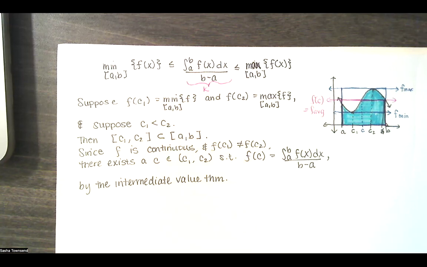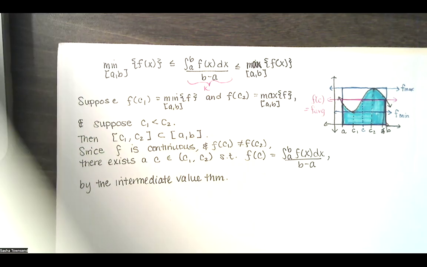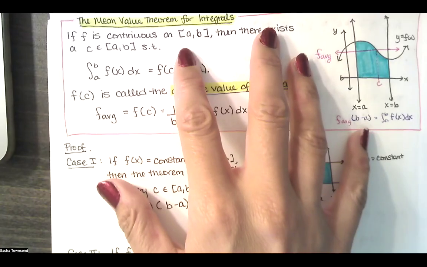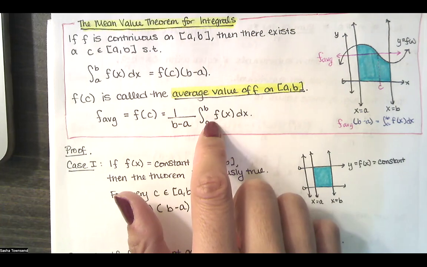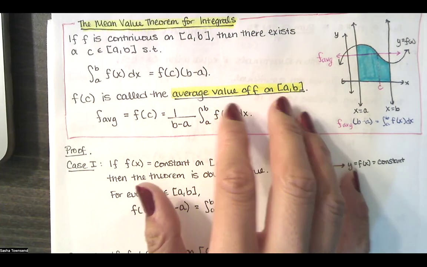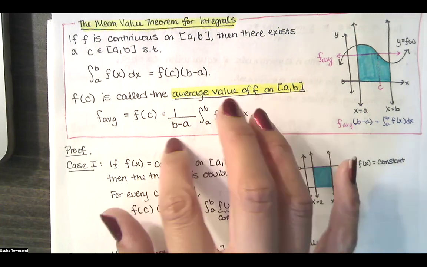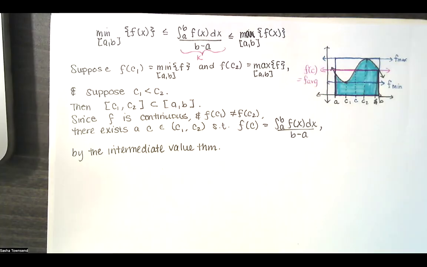That's the idea. Okay, so that is the proof of the mean value theorem for integrals. There is an x value that maps to the average value of f, and the average value of f just comes from taking the area under the curve and dividing by the length to get an average height. Let's apply that to a particular function now.